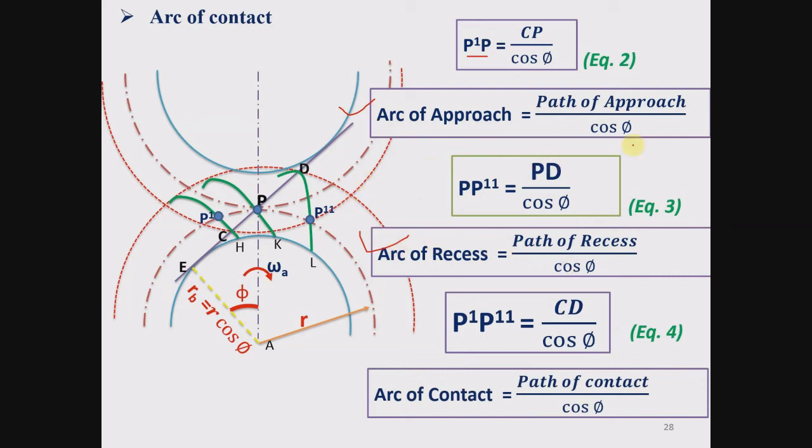Arc of approach is equal to path of approach upon cos of phi. It's very simple to remember. Arc of recess is equal to path of recess upon cos of phi, and arc of contact is equal to path of contact upon cos of phi.